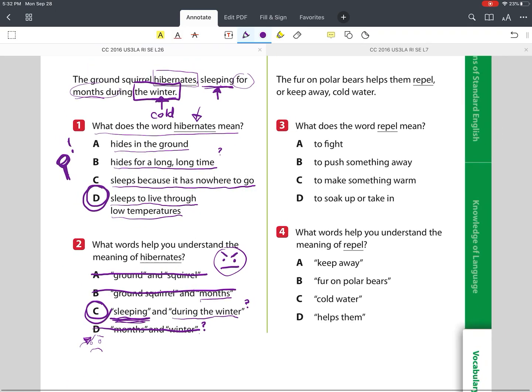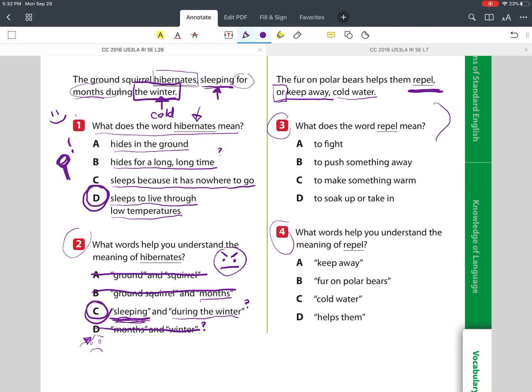So for homework in Seesaw, oh my gosh, Miss Ficara is so nice. Wow, she did 1 and 2 for you. You only have to do 3 and 4. All right, I know you can do it. So the fur on polar bears helps them repel or keep away. Remember what we said about or cold water. Okay, so go ahead and attempt these 2 questions on your own. I know you can do it.